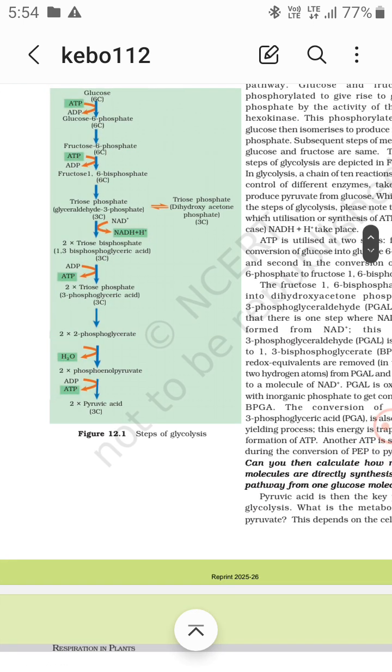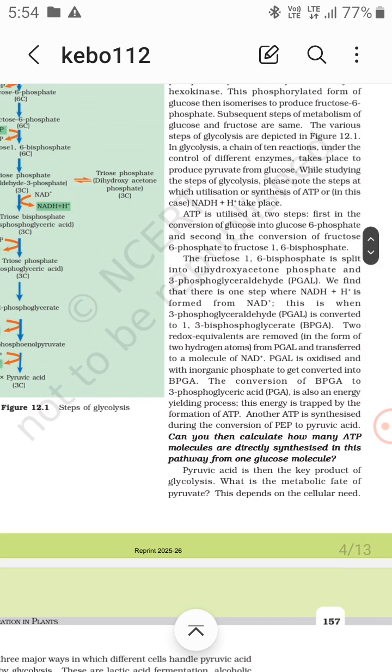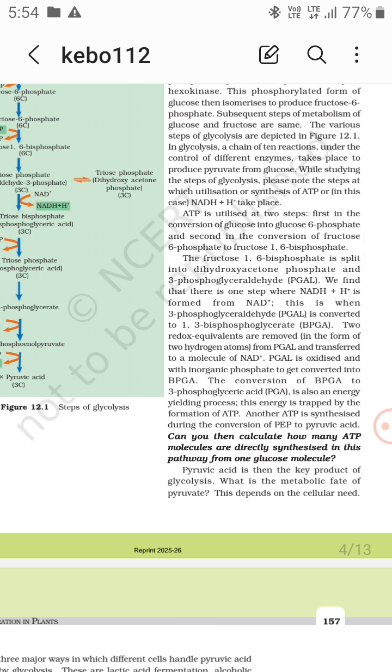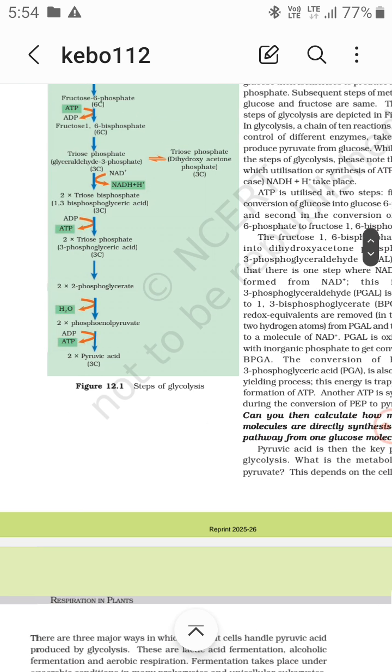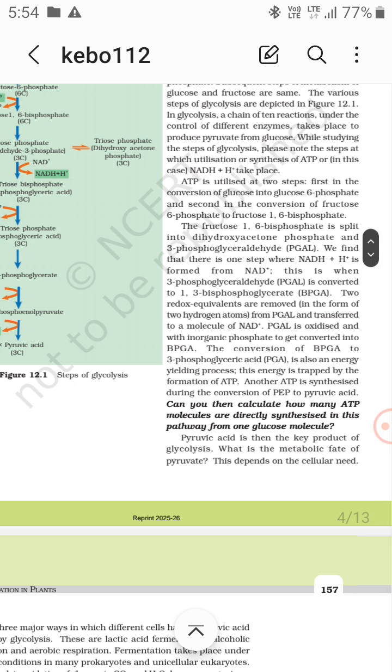PGAL is glyceraldehyde 3 phosphate. So when PGAL is converted to 1,3 bisphosphoglycerate, NADH plus H plus is formed.